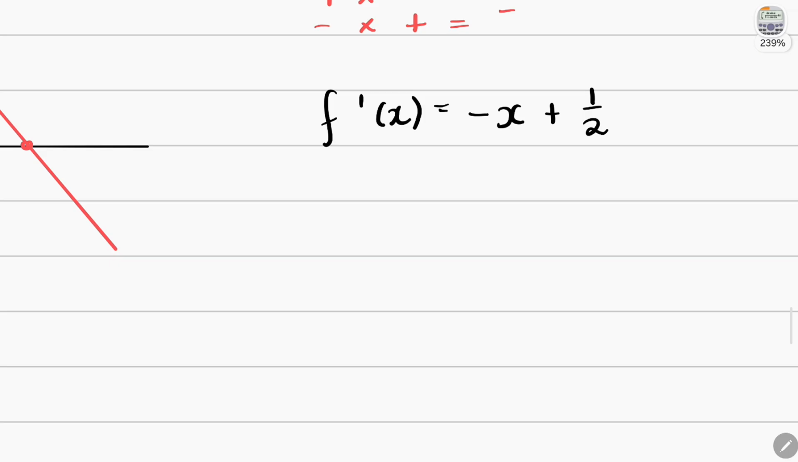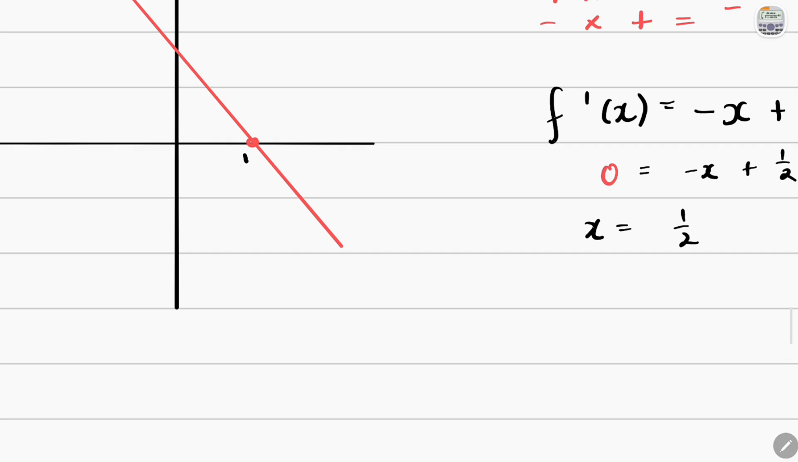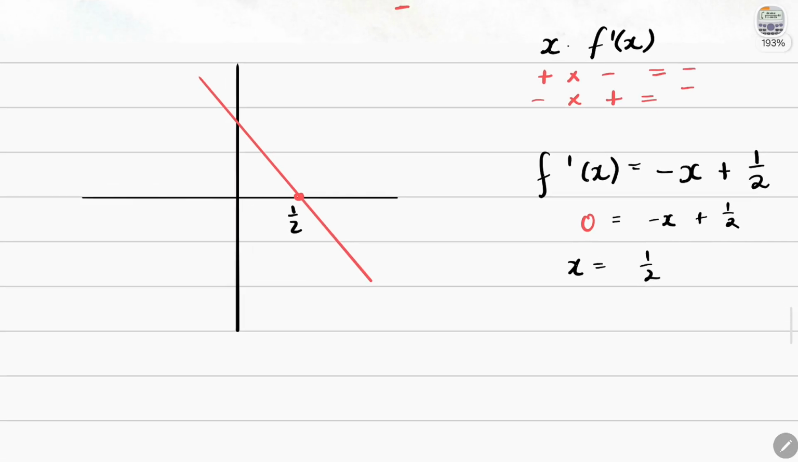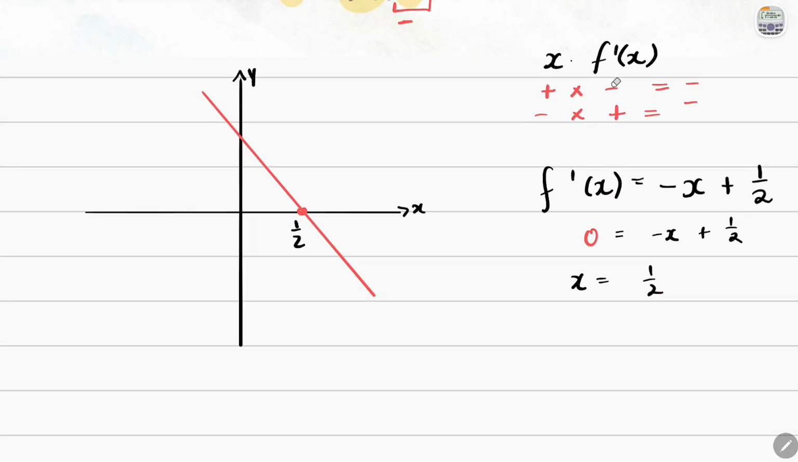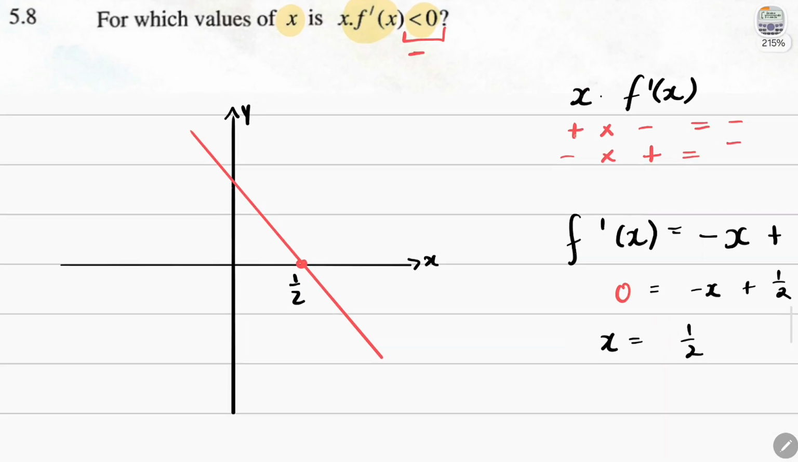Okay, so the x-intercept is where y is equal to 0. So we're going to say 0 is equal to negative x plus a half, and then just transpose the negative x. So x is equal to a half. So now that we know that it's a half, this helps us a lot. So we're just going to look for whether graphs meet this criteria. So first, we're looking for where the x values are positive, and at the same time, the y values of f prime of x are negative.